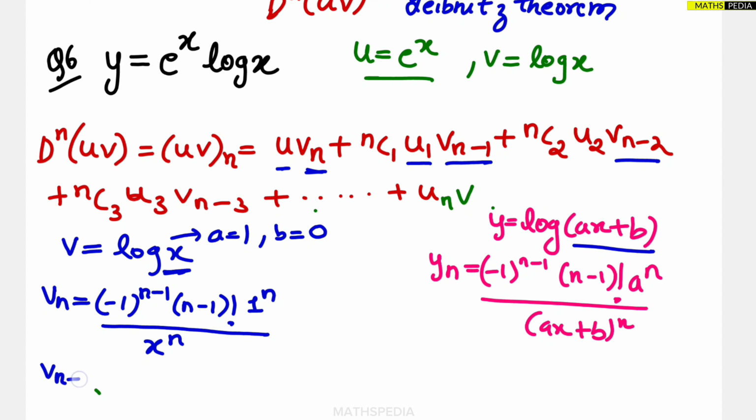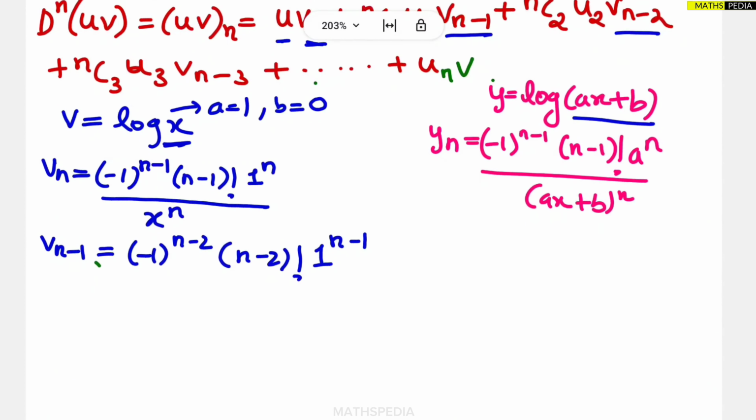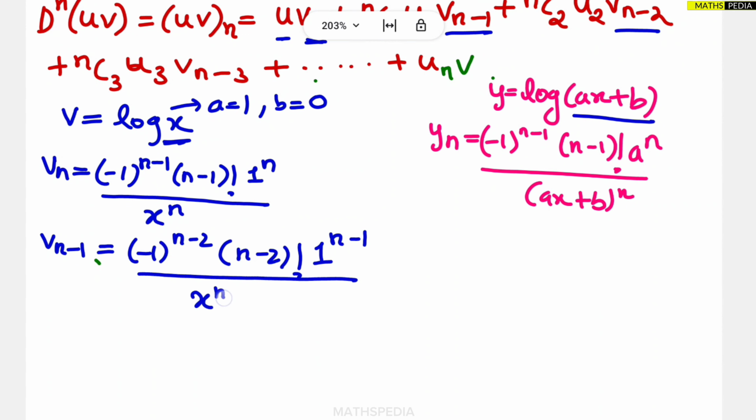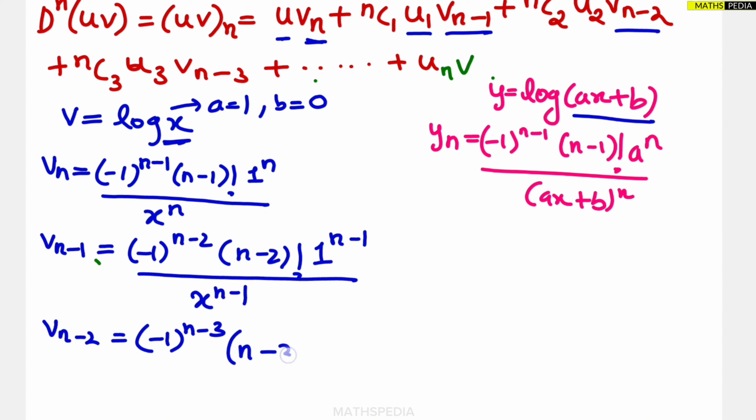What about vn minus 1? It is quite easy. In place of n you substitute n minus 1. So minus 1 power n minus 2, n minus 2 factorial into 1 power n minus 1, whole divided by x power n minus 1. Then vn minus 2 will be minus 1 power n minus 3, n minus 3 factorial, 1 power n minus 2, whole divided by x power n minus 2. Simple.